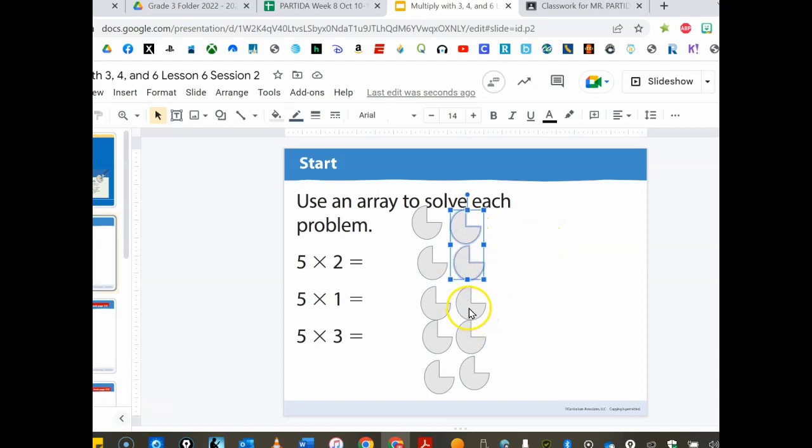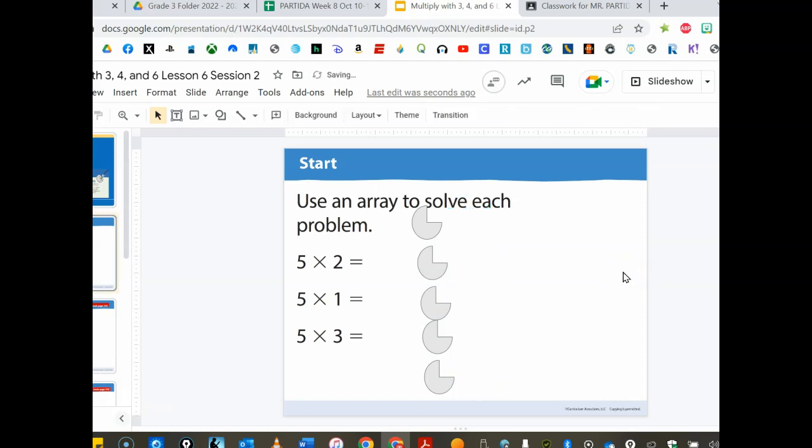And then 5 times 1 is how many rows with how many in each row? 5 rows with 1 each, right? I have 1, 2, 3, 4, 5 rows with 1 in each row. So 5 times 1 looks like this. So what's 5 times 1? 5.